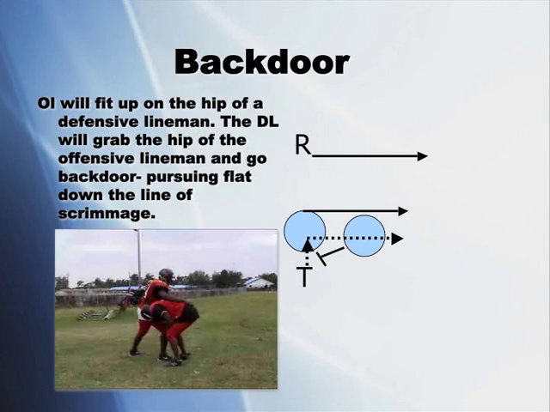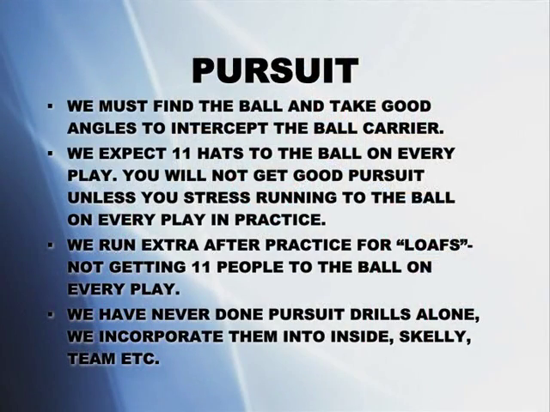You can see on the graphic here how the drill started. He pulls, he turns, and he runs flat. Now, if that offensive lineman has blocked down on the defensive lineman, and he's got him high and he's got him inside, we work cross his face. The defensive lineman will work crossing the face of the offensive lineman and running laterally flat down the line of scrimmage. Okay? Now, when we talk about pursuit, we must find the ball carrier and take good angles to intercept them.